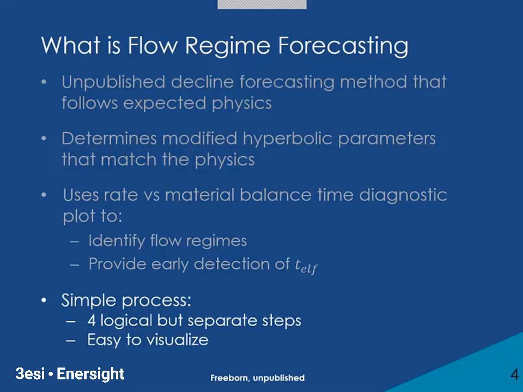There's 4 logical but separate steps, and as we walk through each of those steps, we determine another coefficient in our modified hyperbolic, or maybe 2 coefficients. What's really important is it's easy to visualize. You can show somebody what you're doing. They can understand it. It makes sense, especially if you're explaining it to a manager or C-suite guy. They can figure out what's going on.